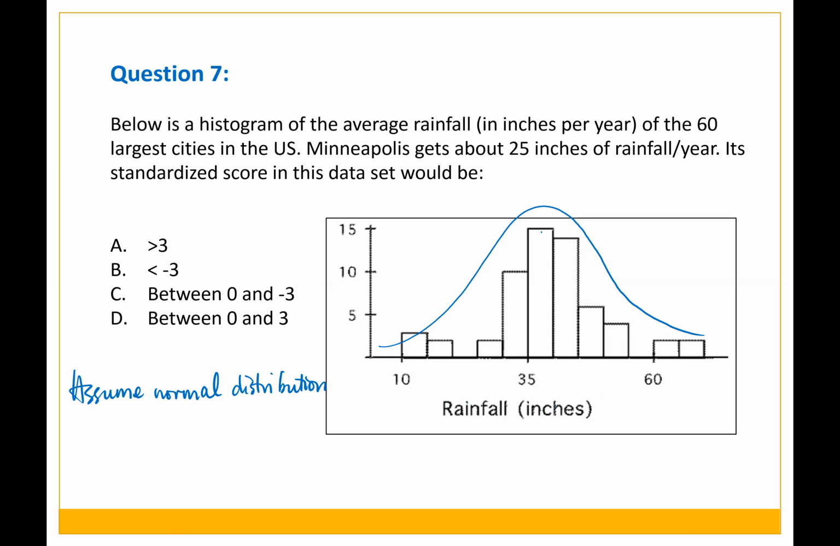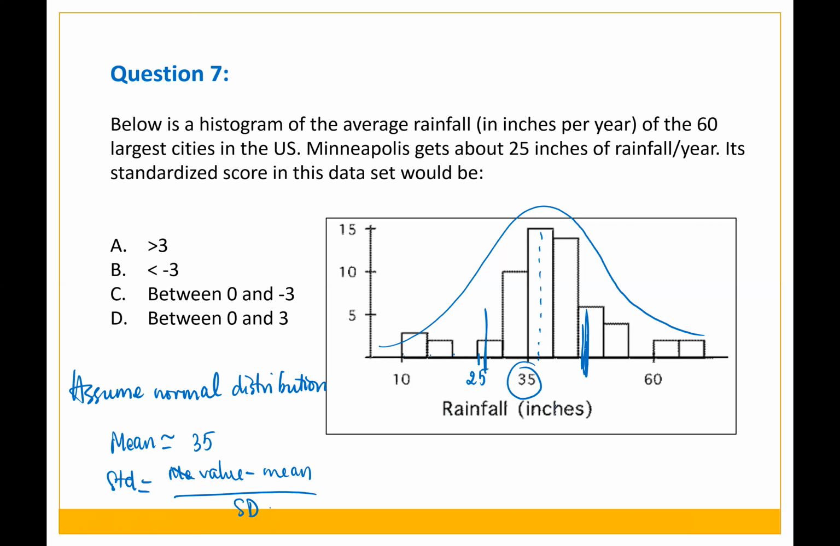Now from here, you can see the mean is approximately 35, and so 25 is 10, 15, 20, this is 25. It's asking about 25 inches of rainfall. So the standardized score is the value minus the mean divided by the standard deviation. The standard deviation tells me the first interval of standard deviation is between here. But let's see our answer choices.